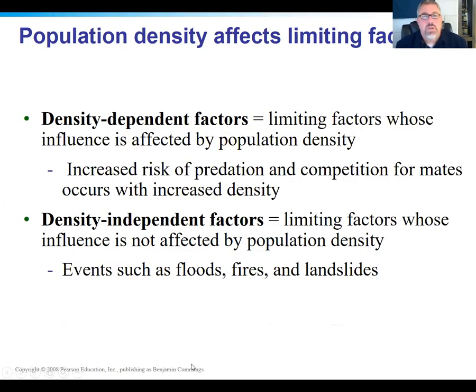Density dependent factor: the more dense the population, the more possibility that you're going to have some issue. So for example, if you are a fish in a school and sharks are around you, because you're in that school, the chance for you to get consumed is probably pretty good. Competition for a mate, now you're going to have to work a little harder to find a mate because there are so many individuals there. Density independent factors would be something like a hurricane or a flood or a fire or something that causes a wipe out of a population, right?